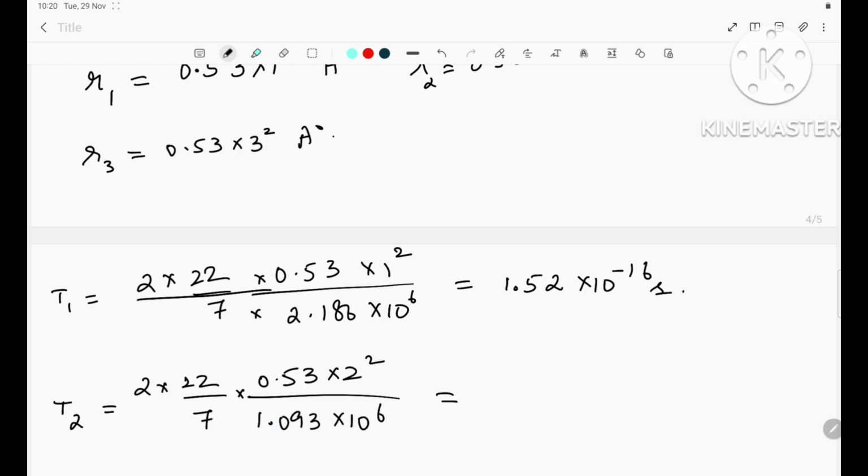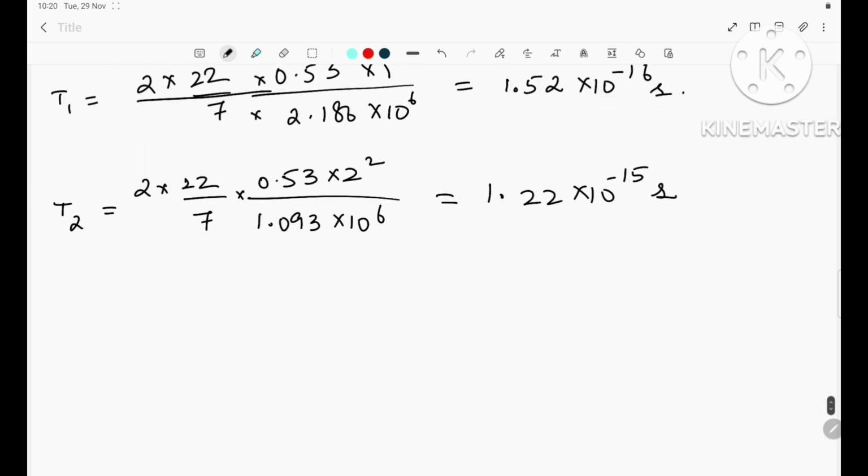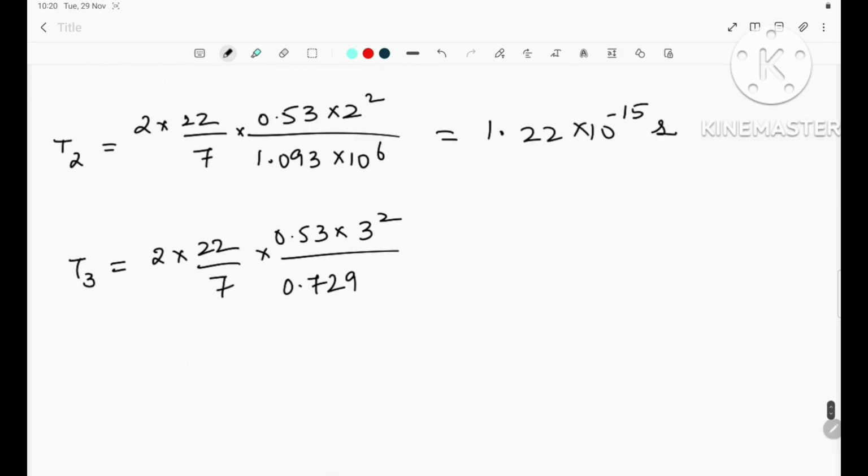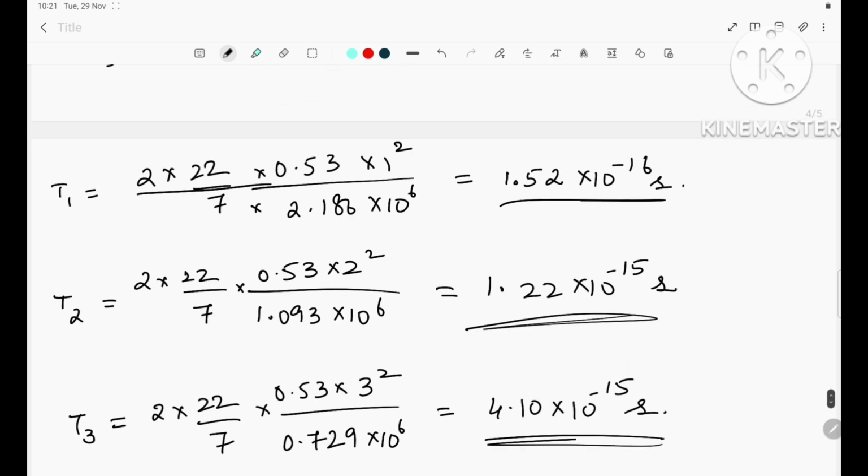So once you do the calculation, you are going to get 1.22 into 10 power minus 15 seconds. Same way for number 3: 2 into 22 by 7 into 0.53 into 3 square divided by... the answer for this is 0.729, am I correct? Let me check. Yes, into 10 power 6. So that will be 4.10 into 10 to the power of minus 15 seconds. Okay, so these are the answers for T1, T2 and T3.